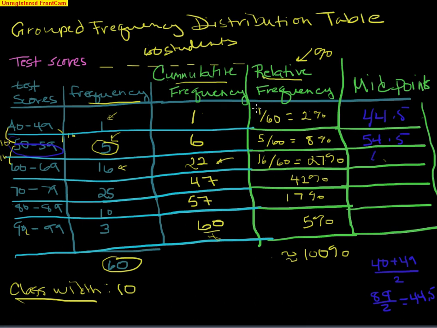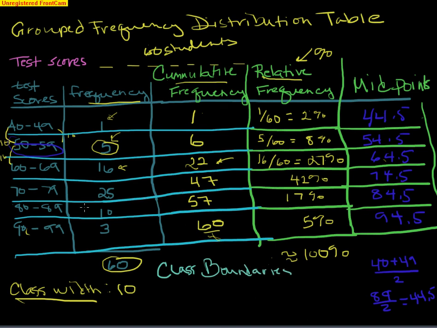Continue on, and this will be 64.5, 74.5, 84.5, and 94.5. Those are our midpoints. And then the last thing you could be asked is, what are your class boundaries? I believe we talked about that in the last video. Let me just write this down. Class boundaries.